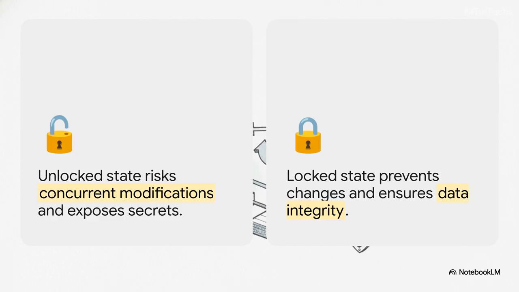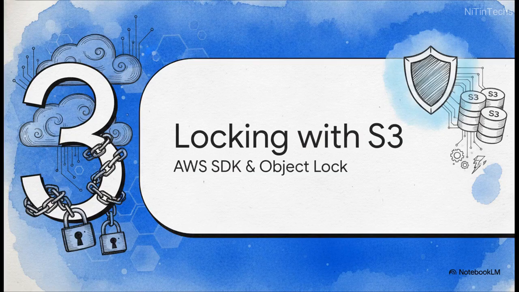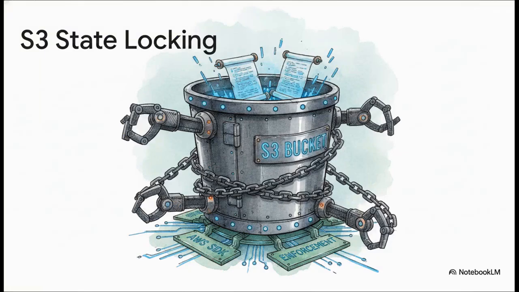So shifting to a locked state isn't just some basic best practice. It is an absolutely mandatory mechanism to prevent concurrent overwrites and lock down your most critical operational secrets from unauthorized eyes. All right, Section 3, Locking State with S3. So how do we fix this? The standard cloud-native solution involves building a highly secure digital vault using an AWS S3 bucket. By utilizing the AWS SDK to implement an S3 bucket with object lock, you enforce a really strict write once, read many model during deployments. Basically, the file becomes temporarily immutable.